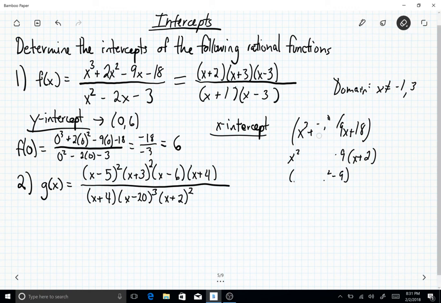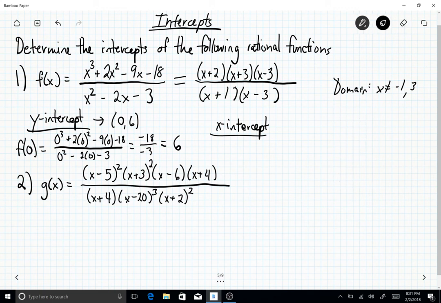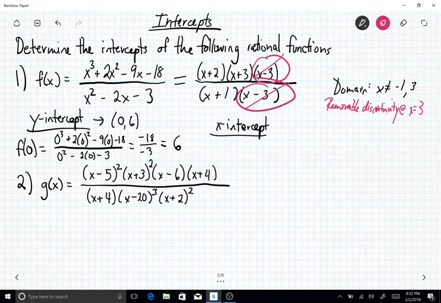So when we take this now, we have that factored version, because that's what we're always going to want to do. We can set the numerator equal to 0. But there's one problem with that. Notice this factor right here is going to cancel off with that factor right there. What we need to notice is that there's a removable discontinuity at x equals 3. That would have been a solution, but it's no longer a solution. There's a removable discontinuity at x equals 3, so we have to watch out for that.